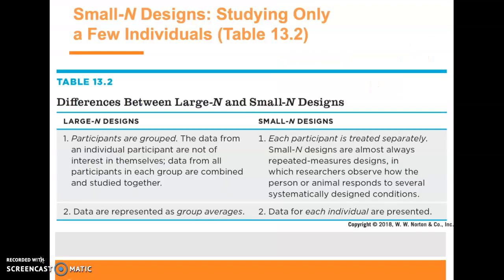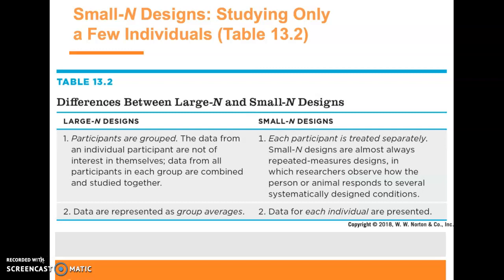So the small n design, n refers to the number of participants, so small n designs, by definition, have relatively few participants, sometimes only one participant. In table 13.2, you can see some of the differences between large n and small n designs.